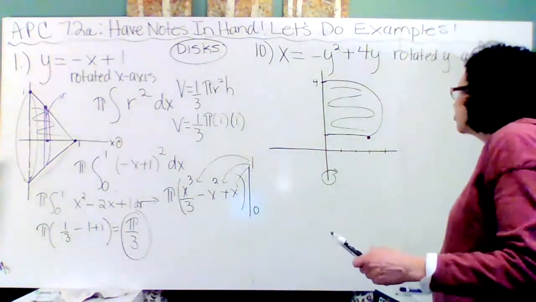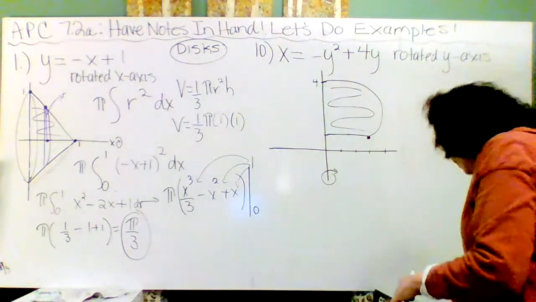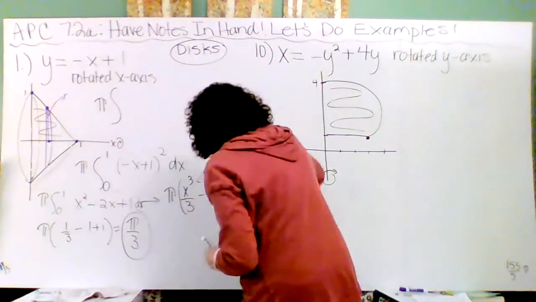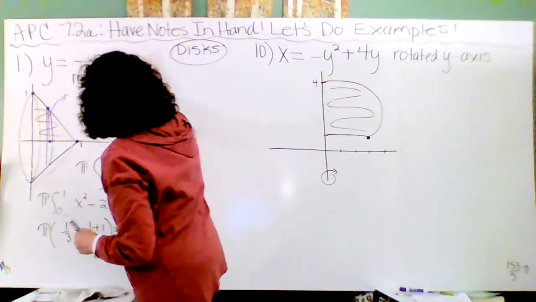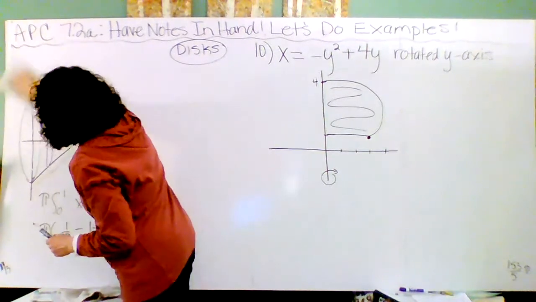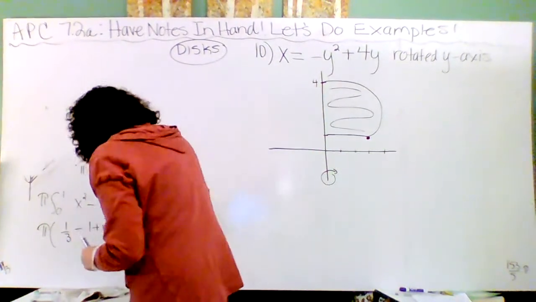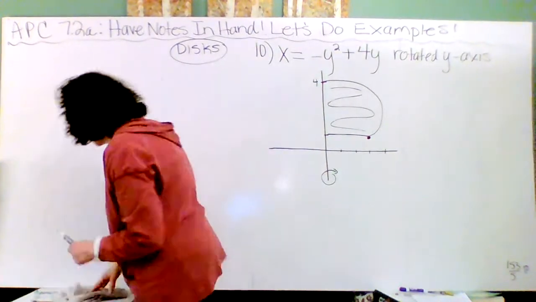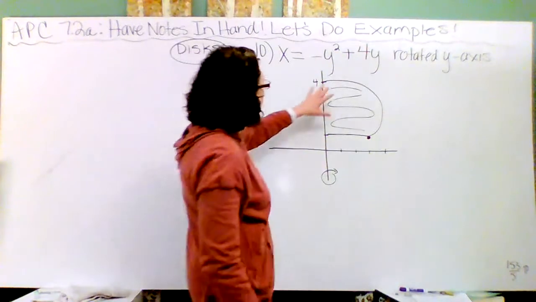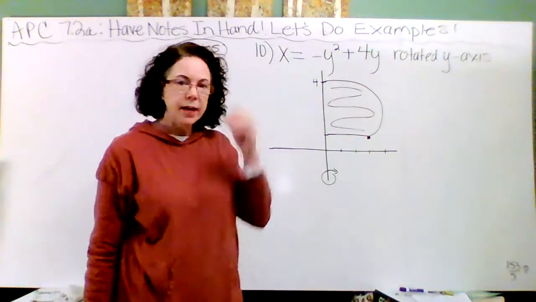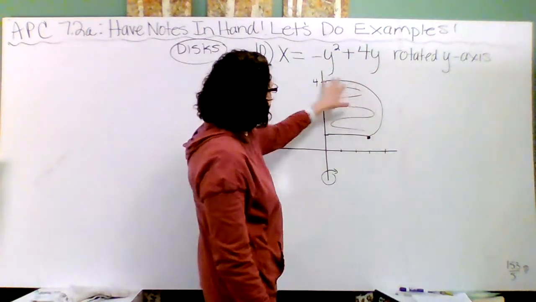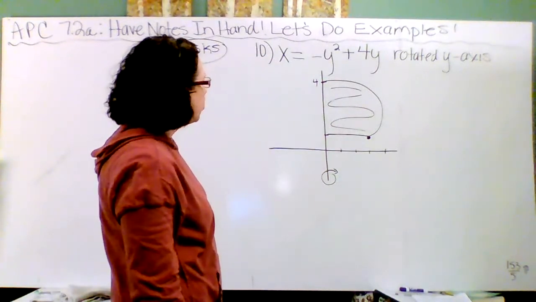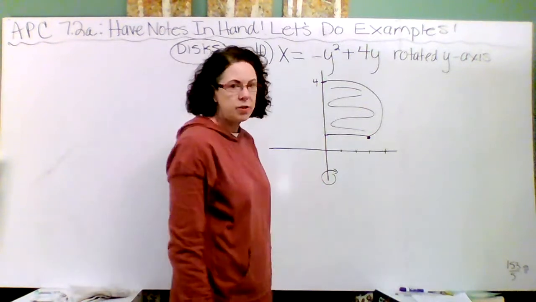Okay, I'm going to erase, give myself some room for number 10 here. All right, so we can have volumes in terms of y, of course. So in your book, they actually gave us this shape. This is the shape x equals negative y squared plus 4y. And they want this rotated around the y-axis.